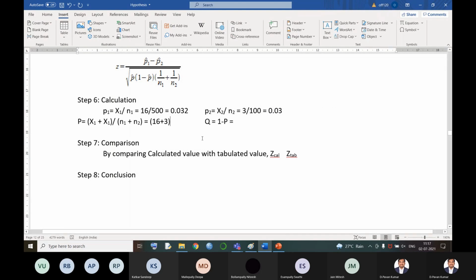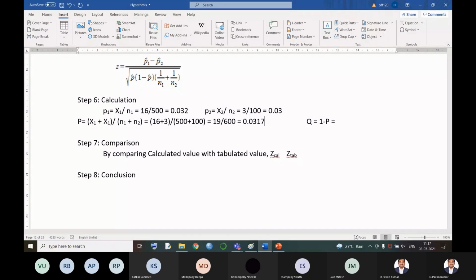Now, numerator divided by denominator, that is 500 plus 100. So, that is equal to how much here? 19 divided by 600 is equal to what would be the answer for us? It is 0.0317.